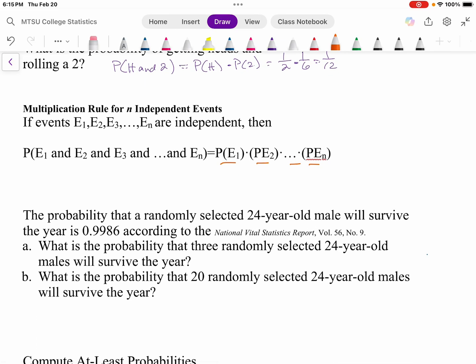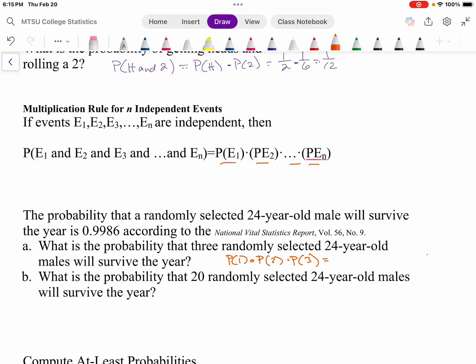What's the probability that a randomly selected 24-year-old male will survive the year? It's 99.86%. What is the probability that 3 randomly selected 24-year-olds will survive the year? Again, we can take the probability of the first one times the probability of the second one times the probability of the third one.